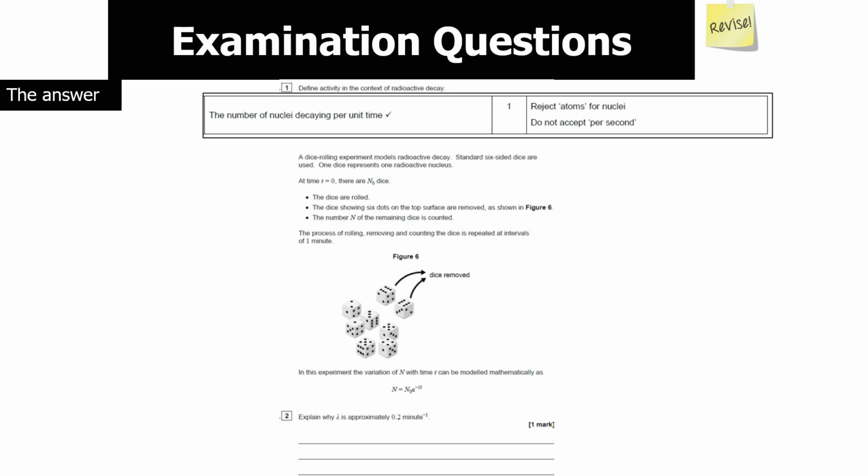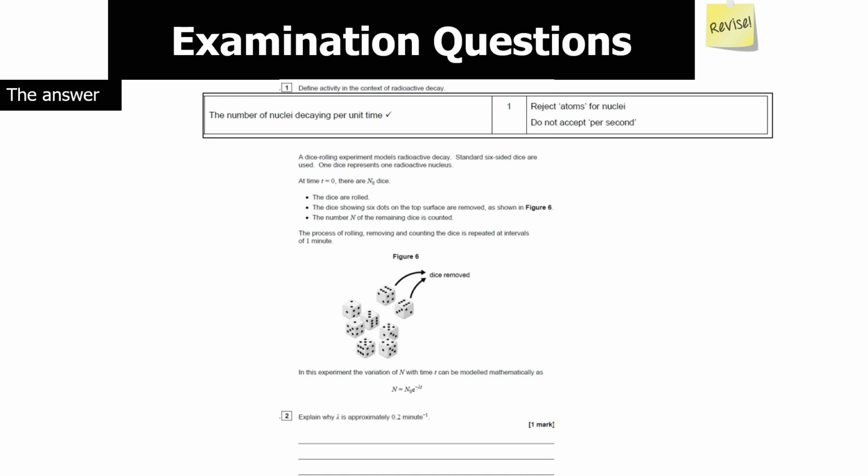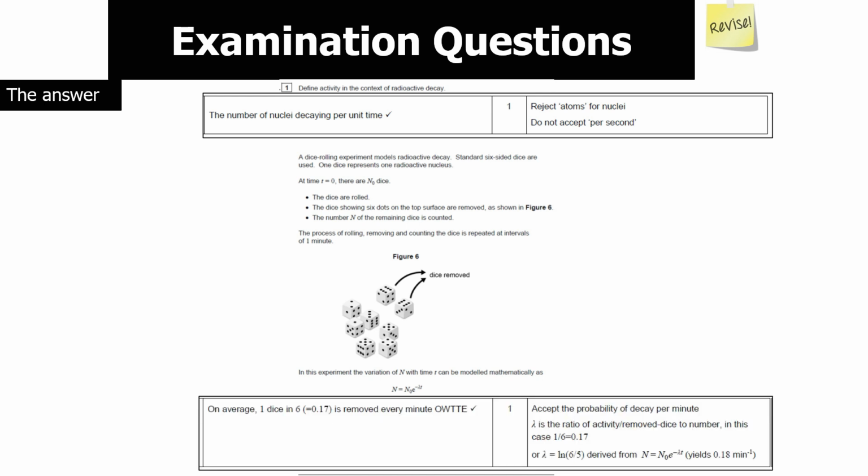Now, how is this value for lambda going to be 0.2 minutes to the minus 1? Well, we know that on average, when you roll a dice and there's no loading of the dice, one dice in 6 will actually roll that value of 6 dots. So the chance of getting that is 0.17 removed each minute for every one dice. You can work it through to be 0.16, so therefore it's going to be roughly 0.2.